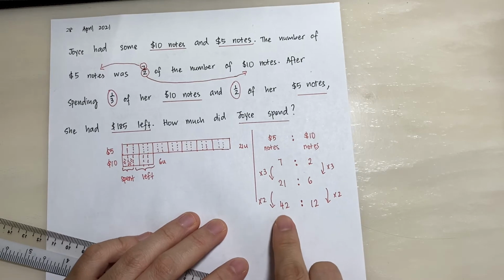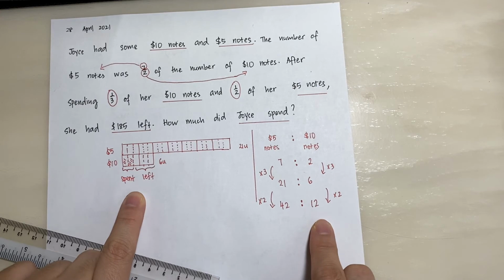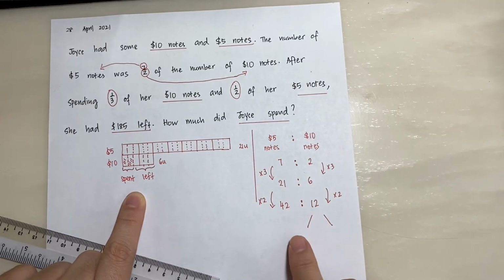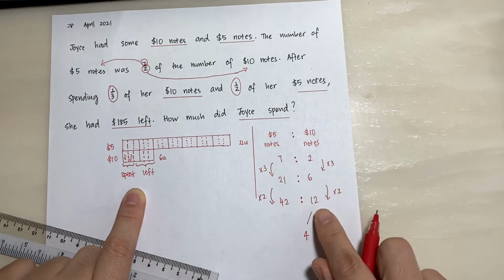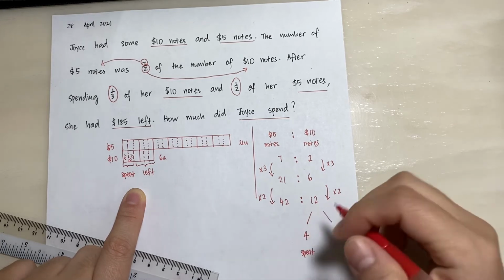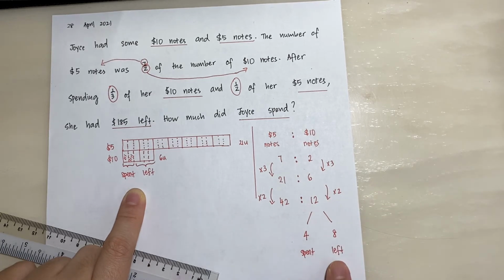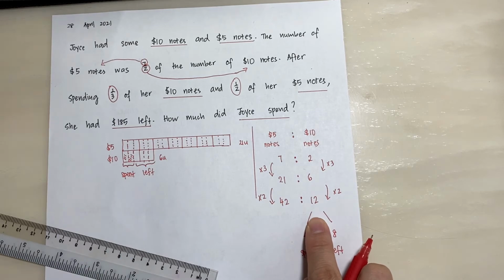Let's focus on this, which is the $10 notes. Remember, we wanted 1/3. She had already spent 1/3 of her $10 notes. So 1/3 of 12 will be 4. This is the amount that is spent, the ratio part that is spent, and you have 8 that is left. So it's equivalent ratio. Now, we can go to the second part.